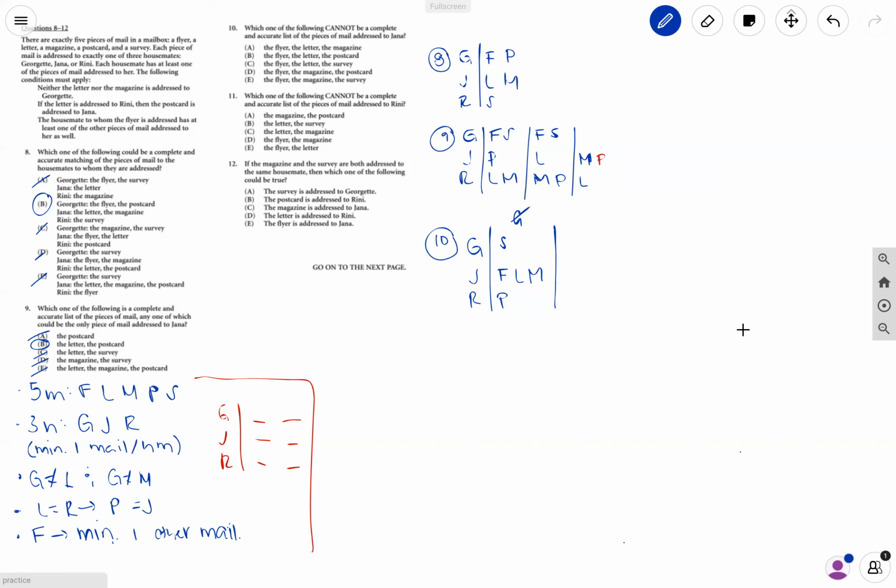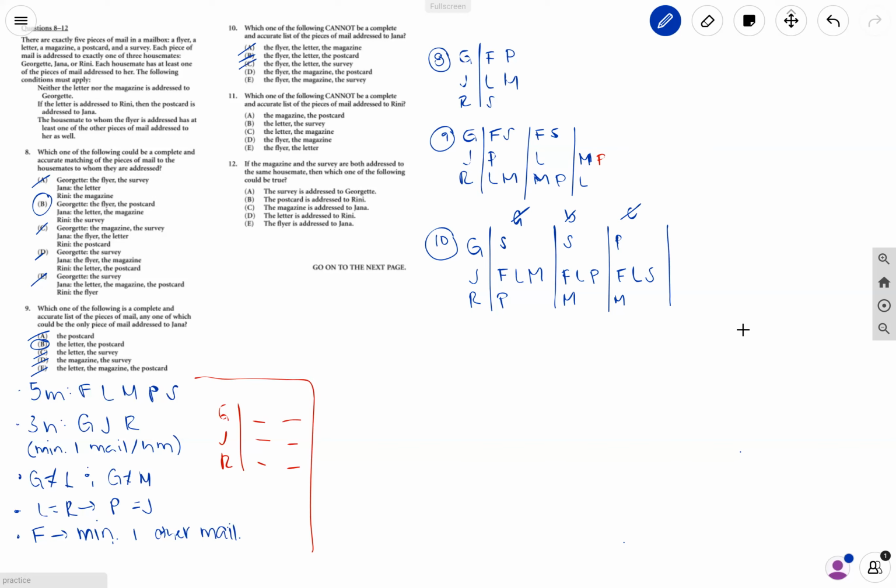And this isn't my answer choice because I'm looking for the thing that can't be true. B, F, L, P, and then now I'm stuck choosing between S and M. M can't go with G, so I'm going to put S over here, M over here. And this diagram works out fine, so I know B can't be my answer either. Then I check C, F, L, S. I'm stuck between M and P. M can't go with G, so M is going to go over here, and P is going to go over here. And this doesn't break any of my rules, so C is fine.